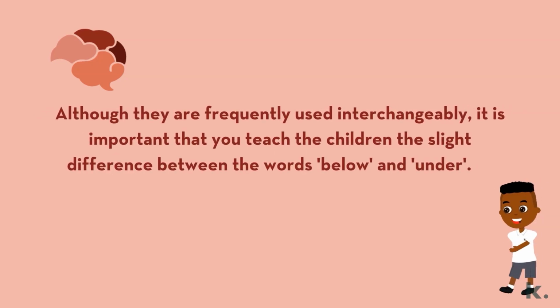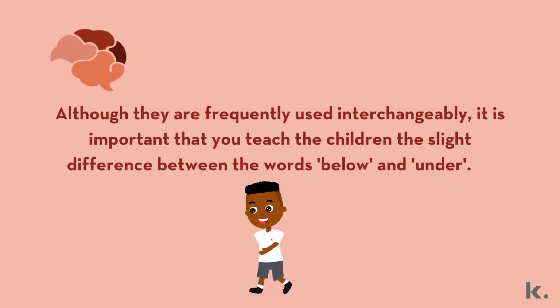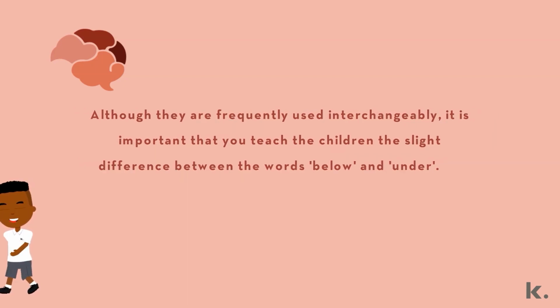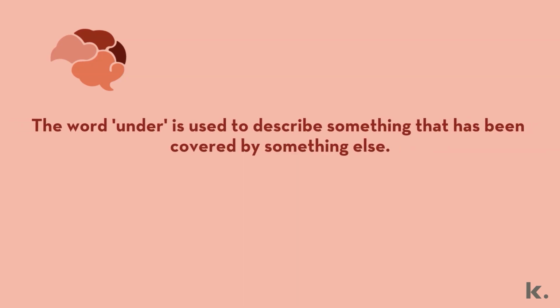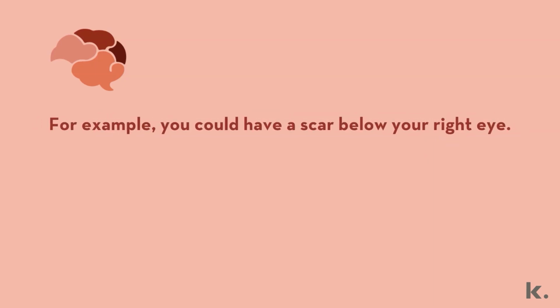Although they are frequently used interchangeably, it is important that you teach the children the slight difference between the words below and under. The word under is used to describe something that has been covered by something else. A child could be under a blanket. The word below is used to describe something which is at a lower position or level to another object. For example, you could have a scar below your right eye.